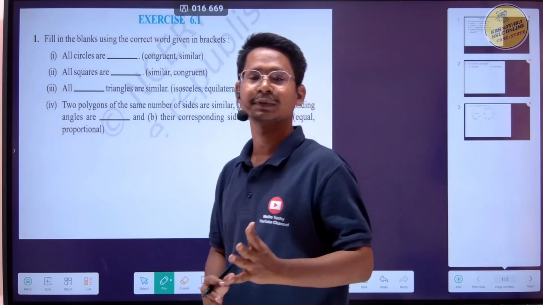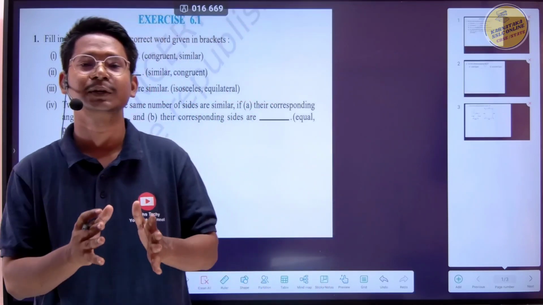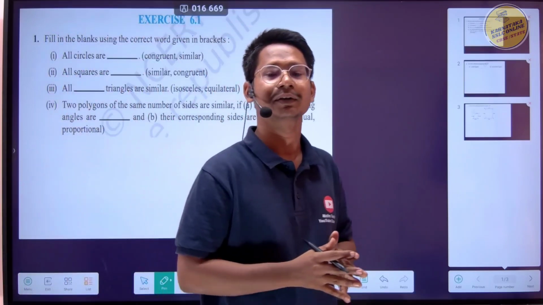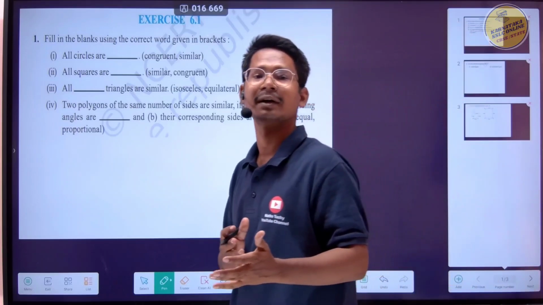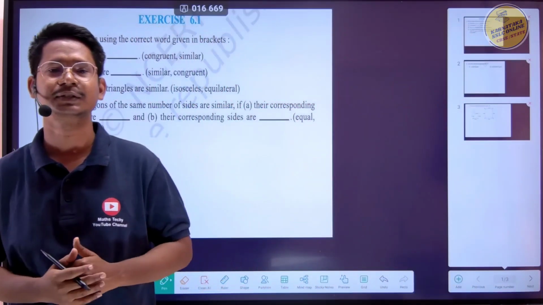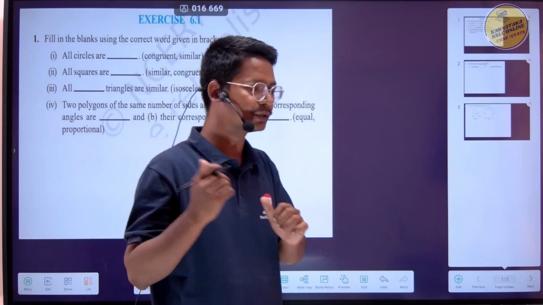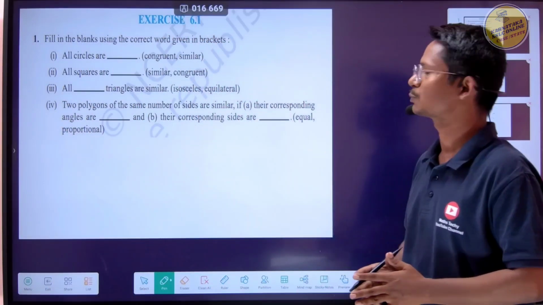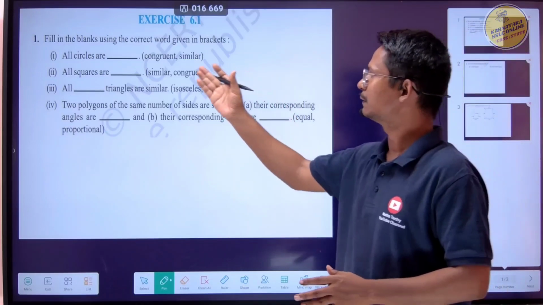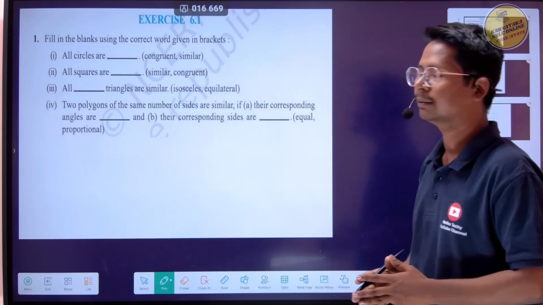In the last class we have seen about the introduction part of triangles. So I have given some examples and what are called similar triangles, similar figures, that we have discussed. So in today's class we'll learn about the first exercise, it is 6.1. Yes, it is fill in the blanks with the correct word given in brackets.